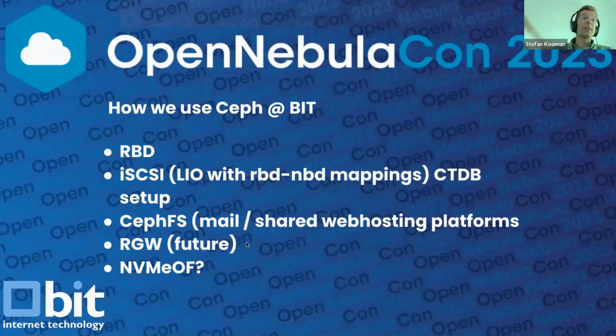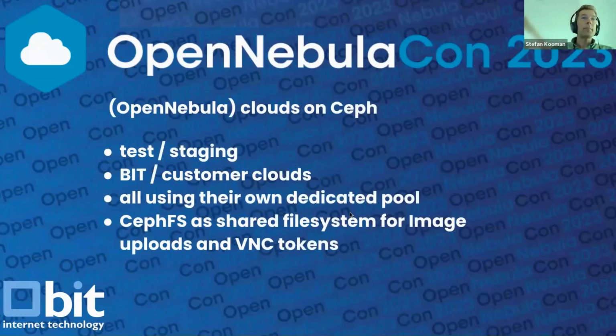RGW is something we want to use in the future, mainly for S3. And we might replace our iSCSI solution with NVMe in the future. So we have multiple clouds running on Ceph. We have, of course, test and staging development environments. We use it ourselves and also for our customer clouds. And all those clouds get their own dedicated pool. That's something I will come back to later.